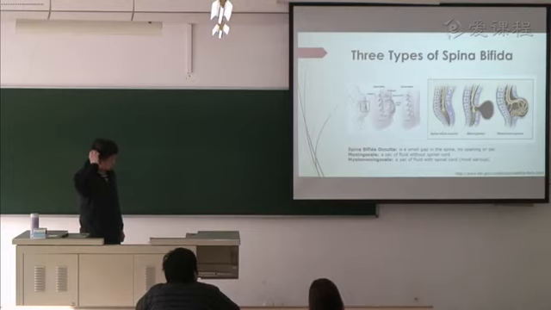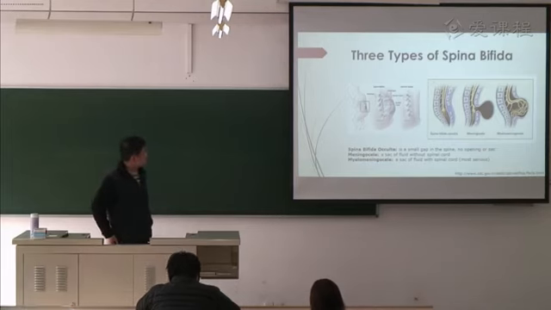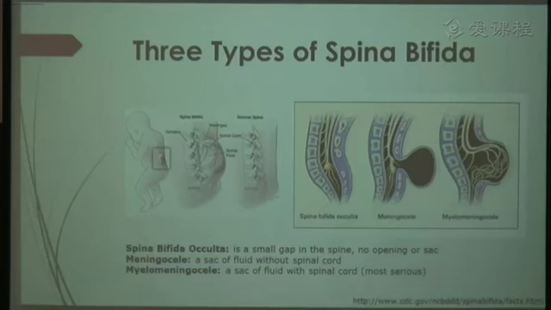So let's go back to this birth defect thing. Last class I talked about neural tube defects, and as I said, the most common one is called spina bifida. There are three types of spina bifida: spina bifida occulta, meningocele, and myelomeningocele. It's a little hard to pronounce.